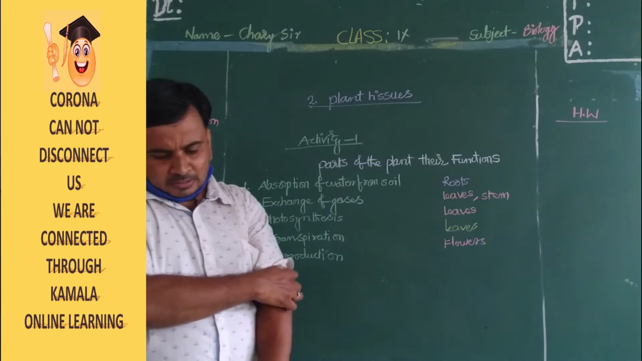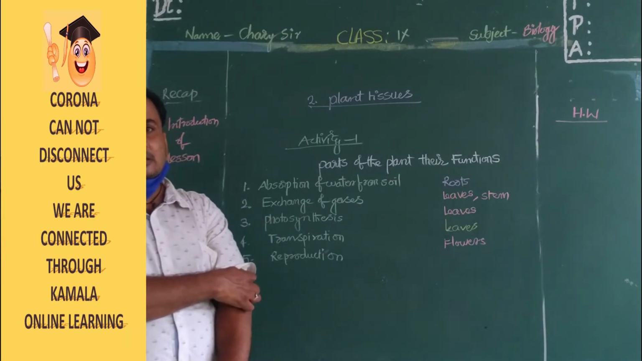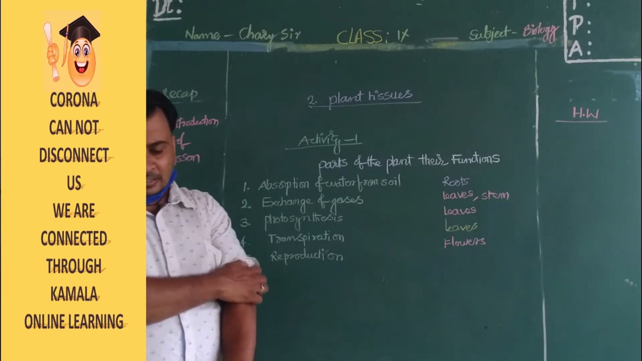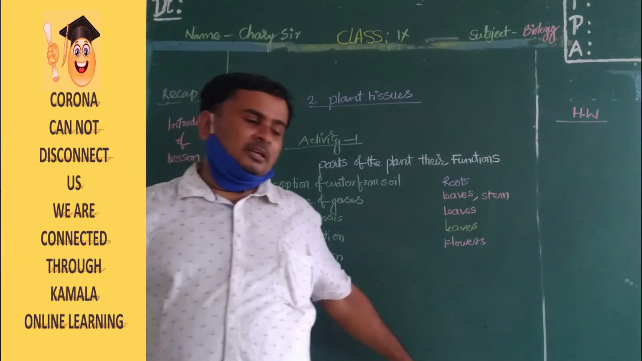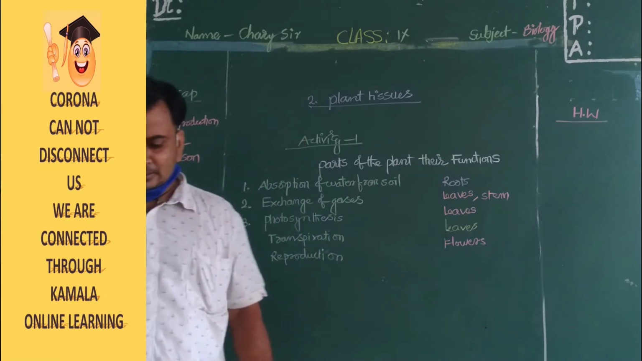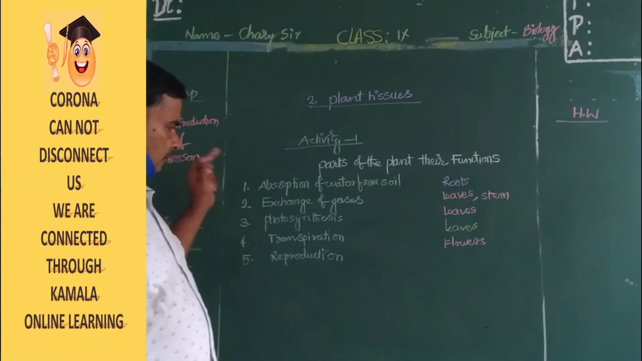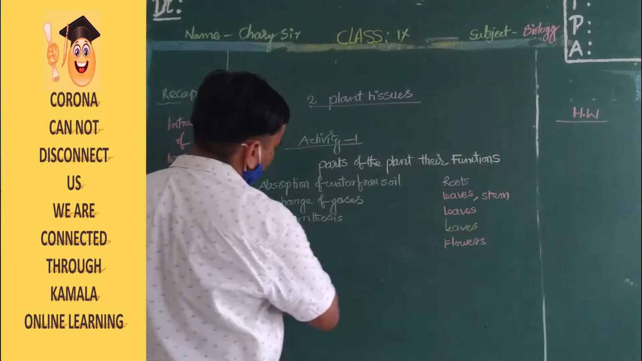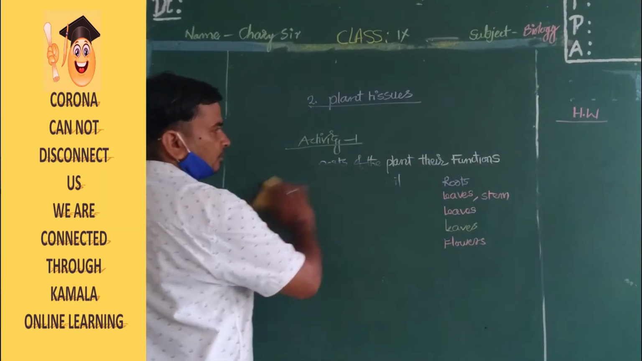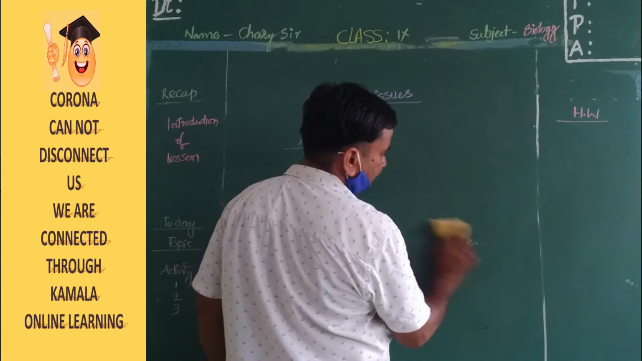You have observed the cheek cells in class 8. Do the following activity once again with the help of your teacher. So once again you have to do the same experiment with the help of your teacher. That is activity 1. Next we'll go to activity 2.